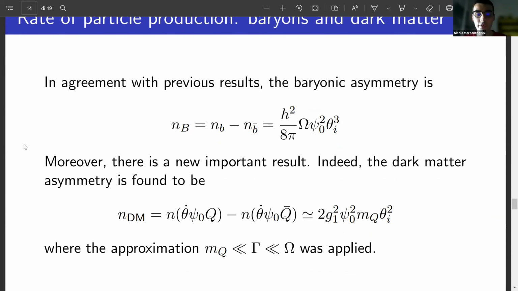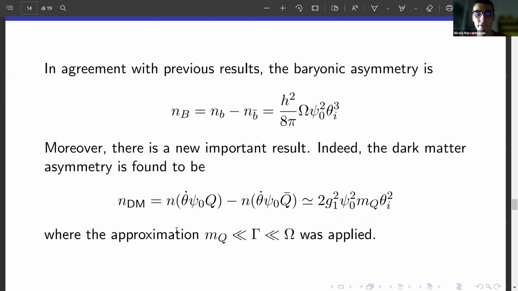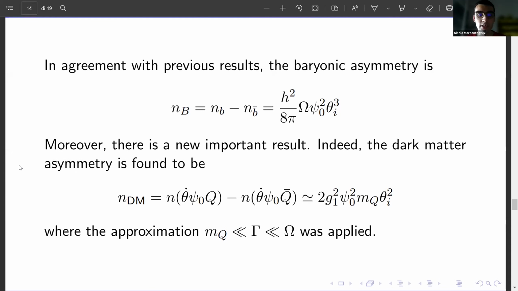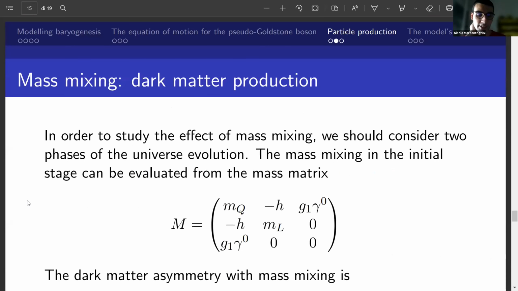Moreover, an important result is the dark matter asymmetry, which is found to be proportional to the square of the initial amplitude of the theta field, in contrast with the baryonic asymmetry, which is proportional to the cube of the initial amplitude. So the next step was to consider mass mixing.